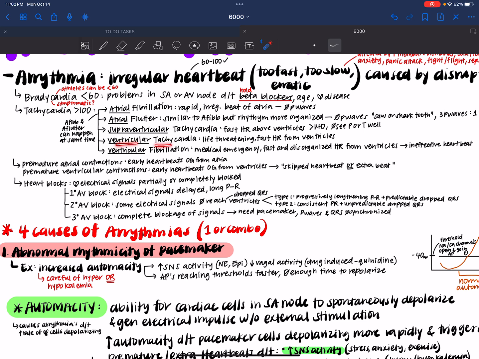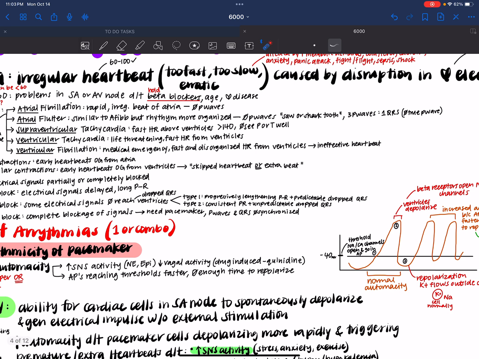A ventricular tachycardia: supraventricular is above the ventricles, while ventricular tachycardia is the actual ventricles having a hard time. Anything ventricle related is a problem. It's life-threatening, a fast heart rate from the ventricles. Anything fibrillation is when things are going too erratically. It's a medical emergency, and especially since it's your ventricle, it's going to be really bad because this is perfusing your lungs and your body. It's disorganized, very fast, and you basically have an ineffective heartbeat in the end.